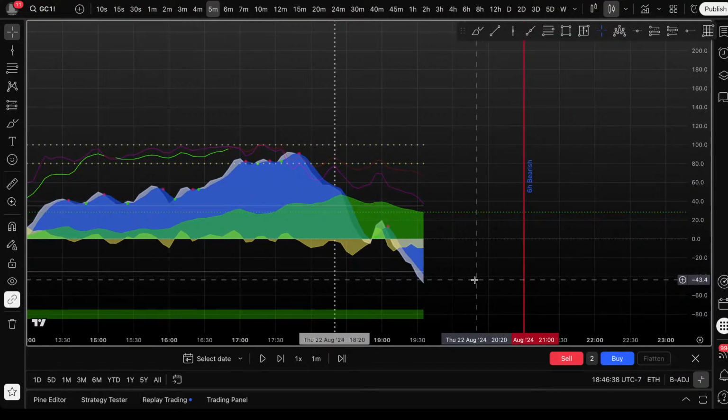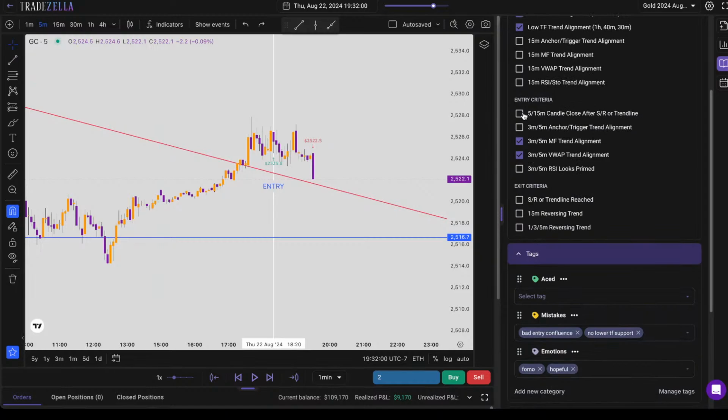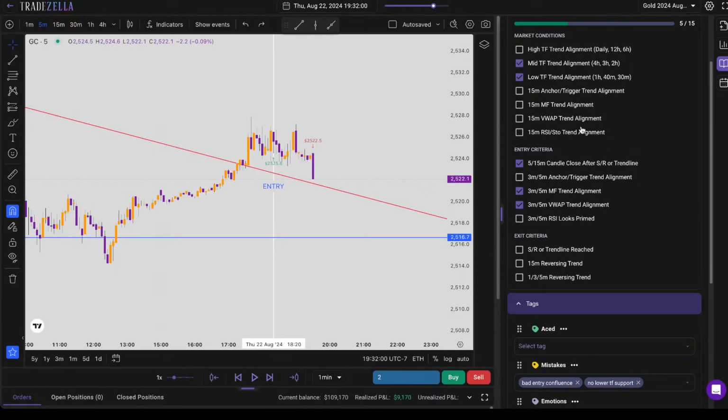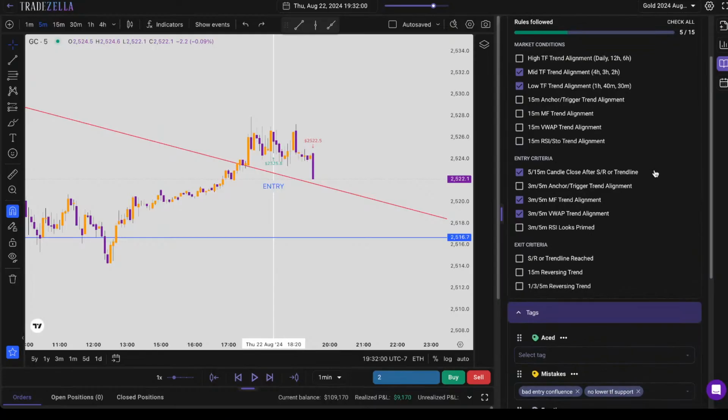The 5 minute though. 5 minutes gruesome. We did kind of get a breakout of a trend line. I mean, that's something. So really our 3-5 RSIs and anchor triggers were not aligned. The key was the 15 minute. That was a big. And like, you see the difference though?